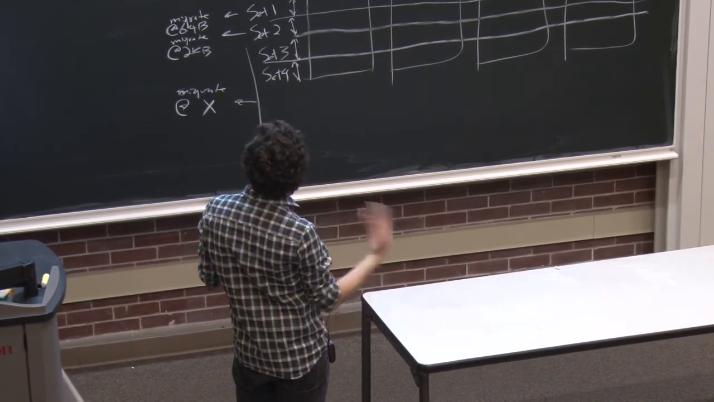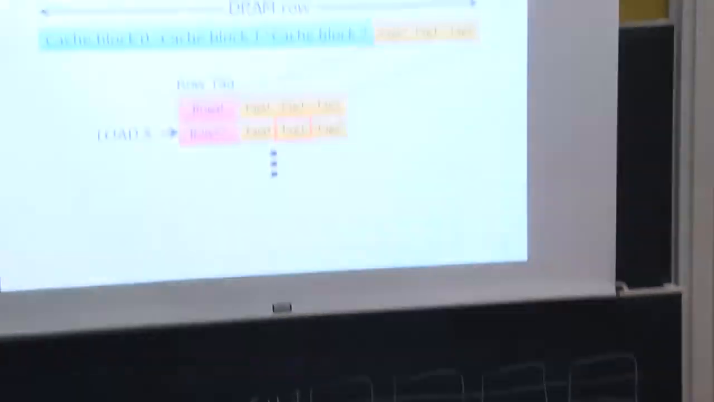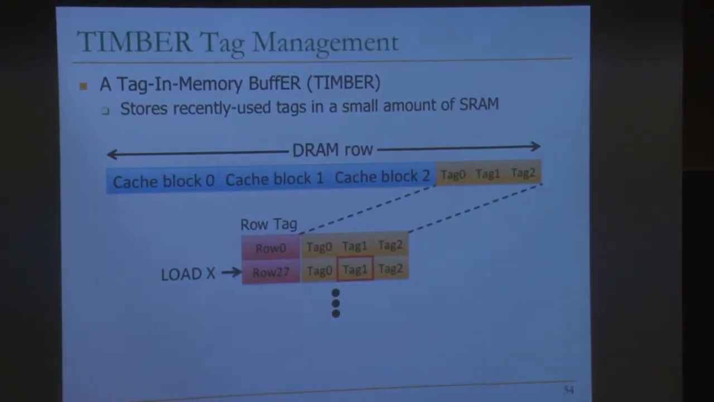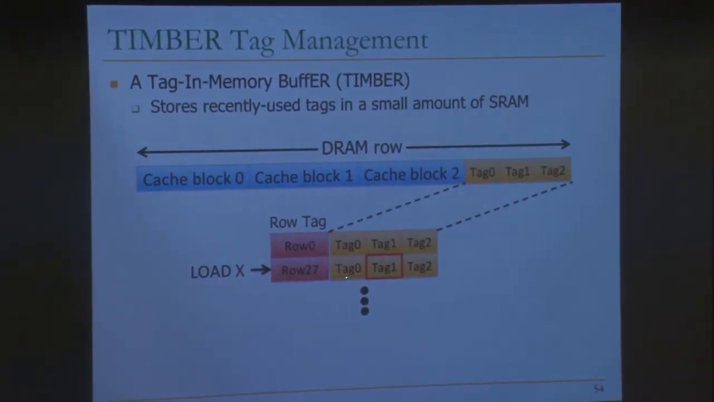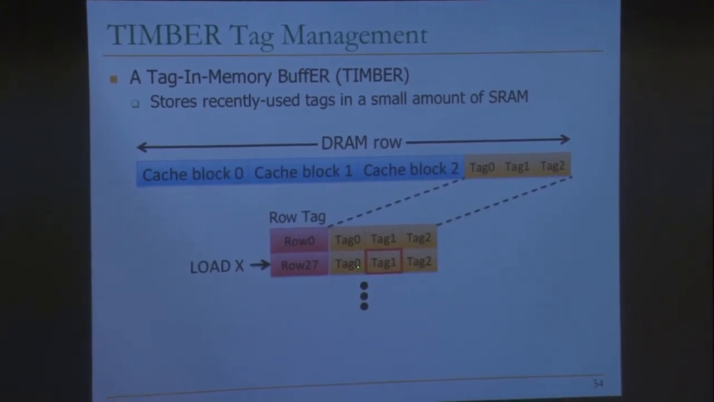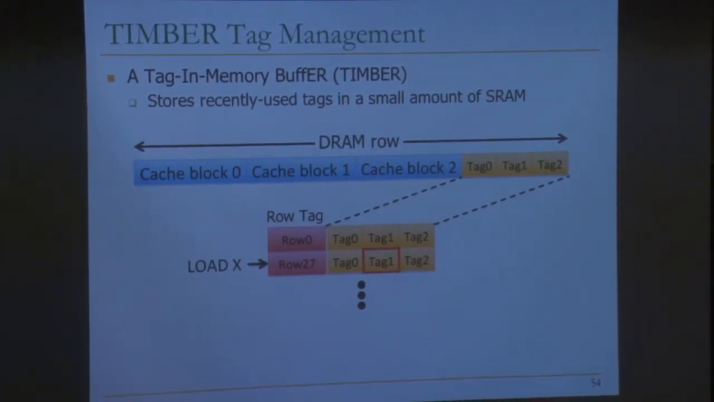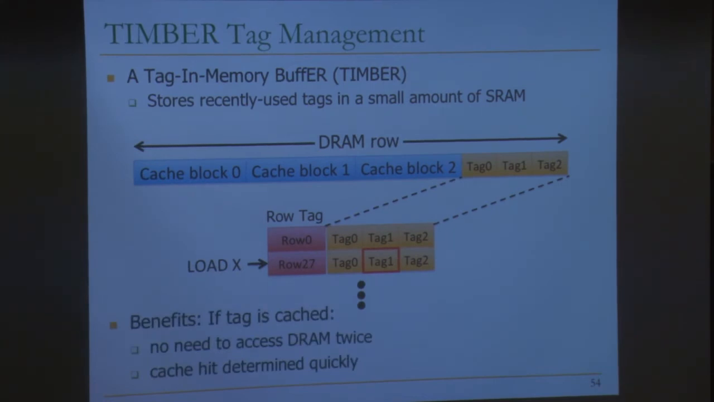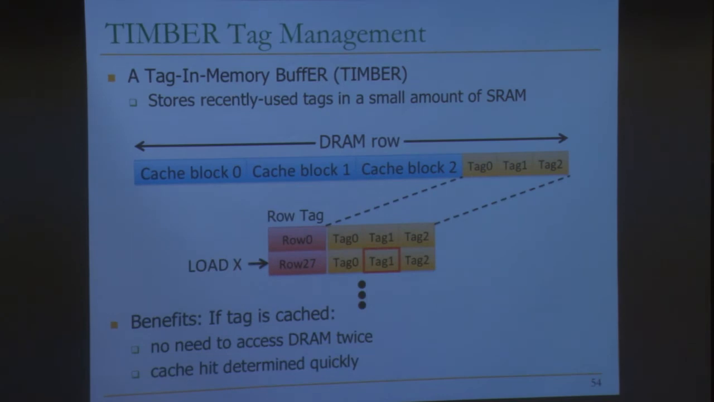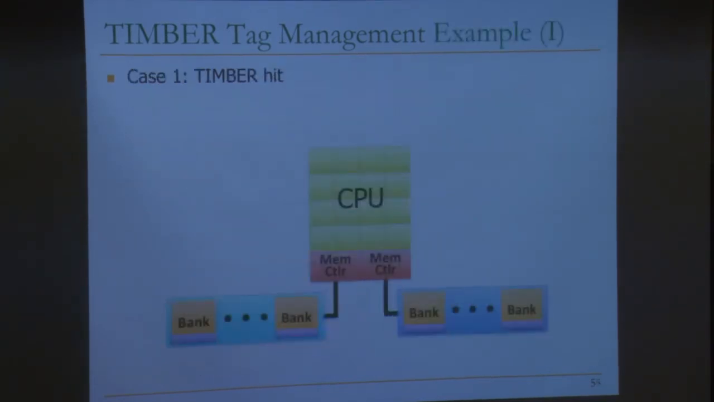When we have a particular load, we can look in this buffer to see if its row's metadata is buffered, and we can compare the tag and instantly figure out where the data is located. So if it's cached in this structure, we don't need to access DRAM twice. We access it once, just like before, and a cache hit is determined quickly. This is good because a cache hit is the type of access that we want to optimize for, because we want the lowest latency.